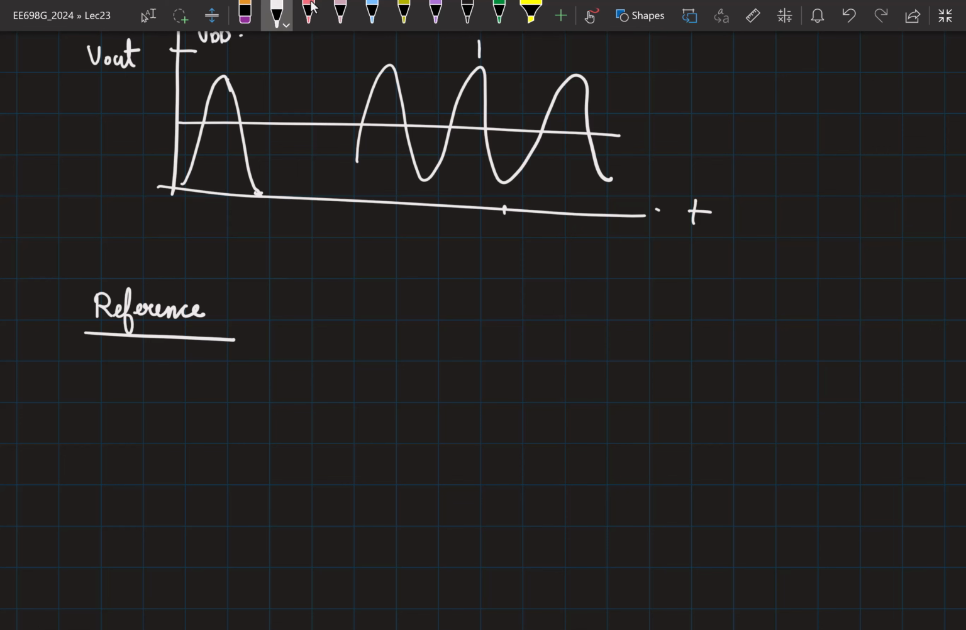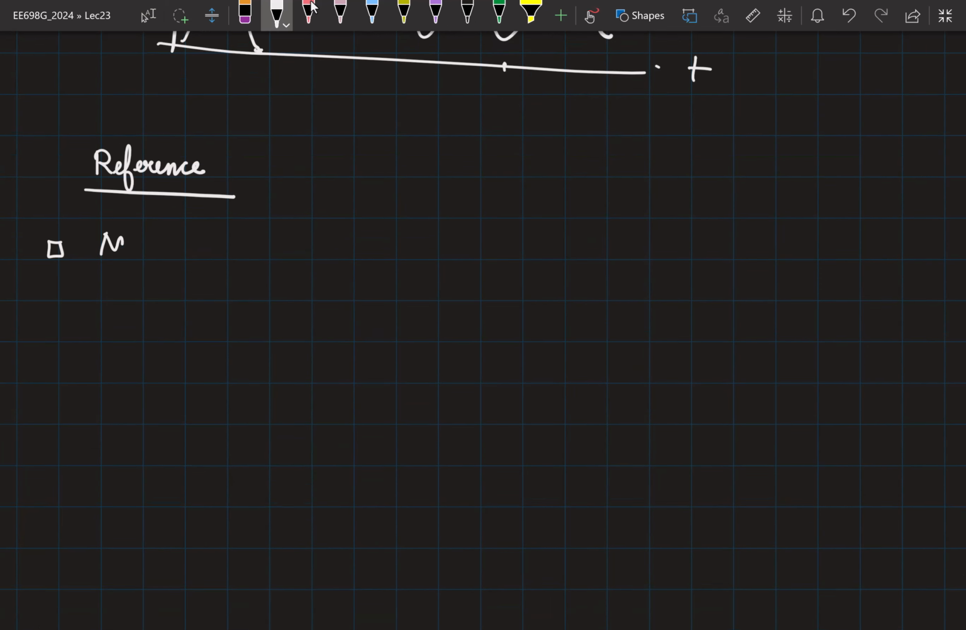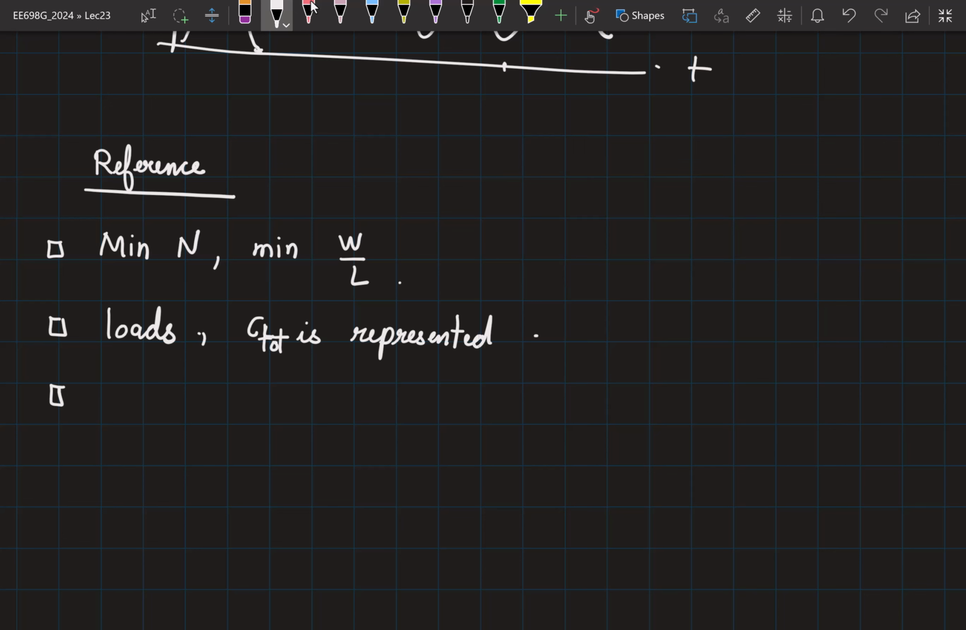Okay, so with this, we have now reached our reference design. Let me summarize what we have done. We started with minimum N and minimum W by L. Then we considered all the loads required, right? We considered the loading at all the nodes. So we did this so that the CL is also calculated. At least CL is represented in the circuit. I should say C total. And then we sized the PMOS for equal drive strength. So now you have your reference design.